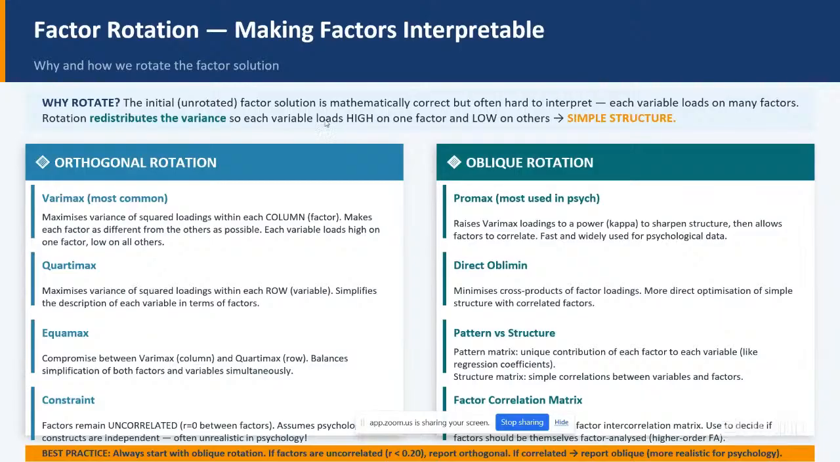There are two rotations I have mentioned, that is orthogonal rotation and oblique rotation. These are the types of rotation. You can have a look at all those things. I am not explaining this.